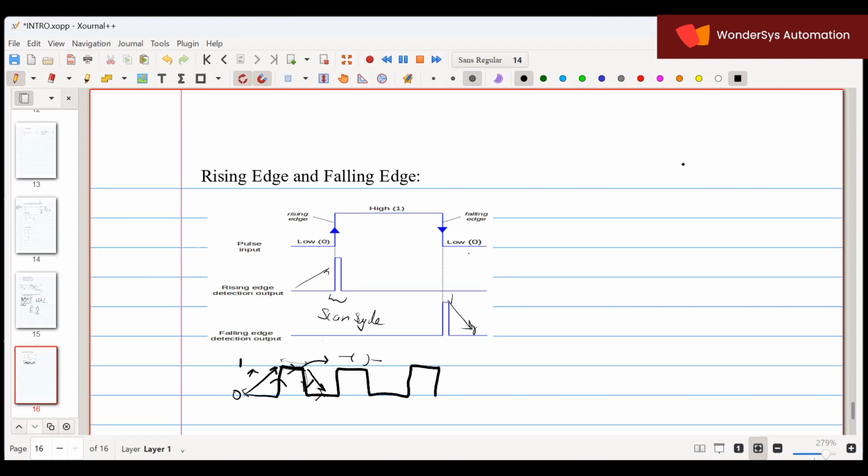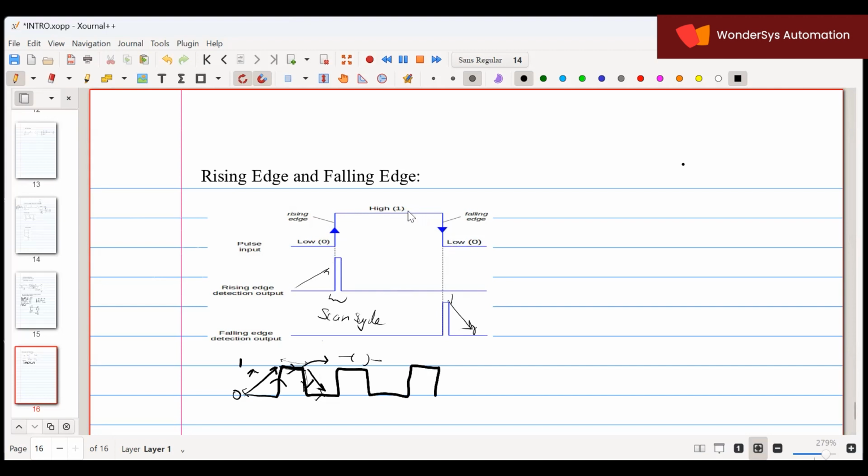Ma'am, can you tell once again the negative side? Okay, the negative side is nothing but, see, now this is one clock pulse. Here it has a low and high. Now can you see here? It is taking a transition from 0 to 1, or from low to high. Similarly, on the falling edge side, the other side, it is taking a transition from 1 to 0.